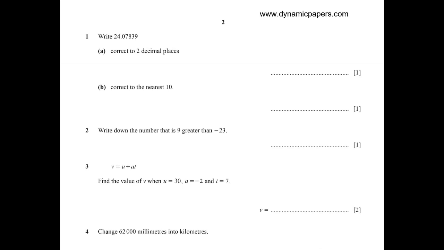Question 1. Write 24.07839 correct to two decimal places. To write it as two decimal places, we have to pick the first two decimals. The answer will be 24.07 or 24.08. So the answer is 24.08. Correct to the nearest 10. To the nearest 10 means we need one digit, 20 or 30. So the answer will be 20.